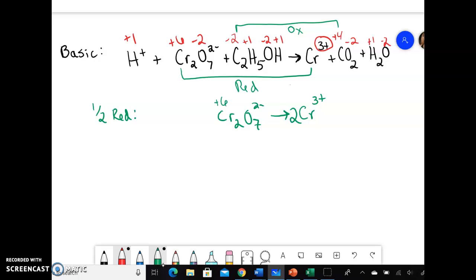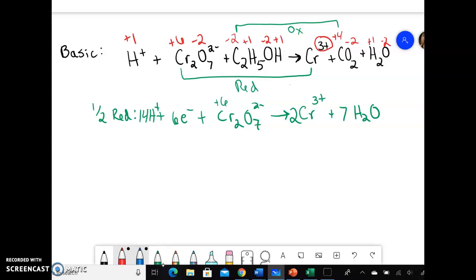So the difference between +6 and +3 is 3. We have 2 atoms, so that's going to give us 6 electrons. You're going to put them on the side with the higher charge. +6 is higher than 3. Then we need to fix our oxygens. Looks like we have 7 oxygens, so we're going to put 7 waters over here. And now we have 14 hydrogens on the right, so we're going to add 14 H+ over here.